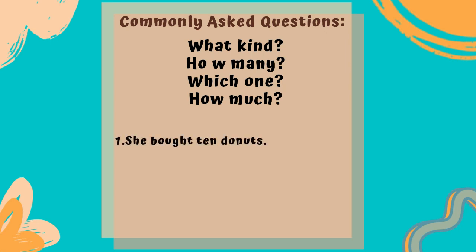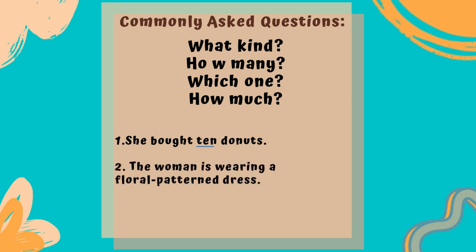She bought 10 donuts. How many donuts did she buy? The answer is 10. The woman is wearing a floral patterned dress. What kind of dress is the woman wearing? The answer is a floral patterned dress. And lastly, we have: her mother is beautiful and kind. What kind of mother is she? The answer is beautiful and kind.